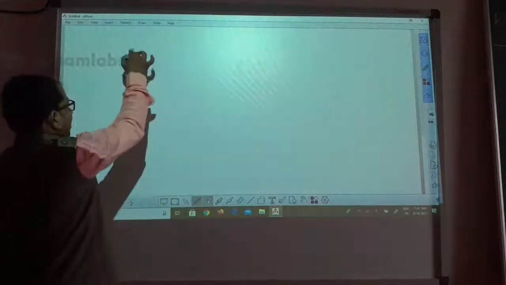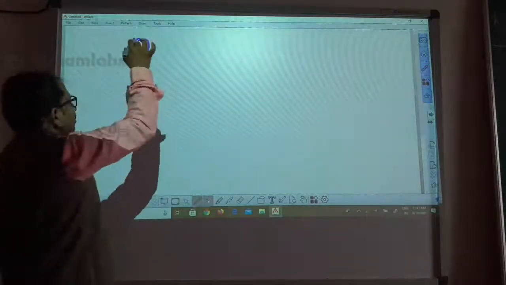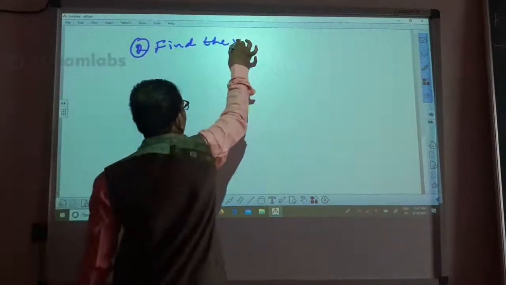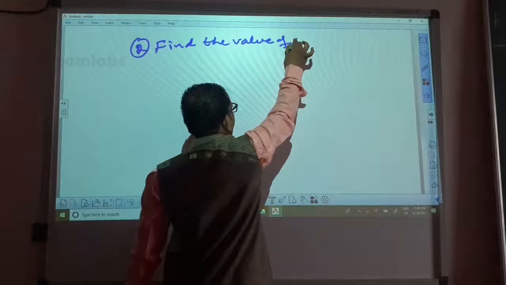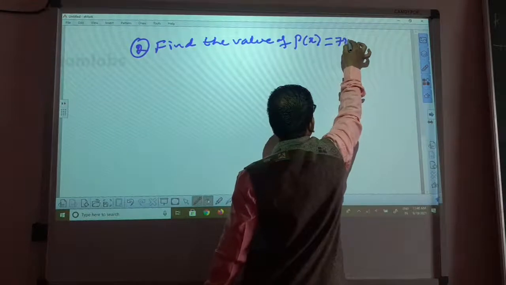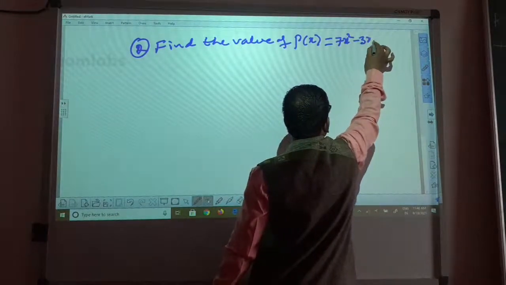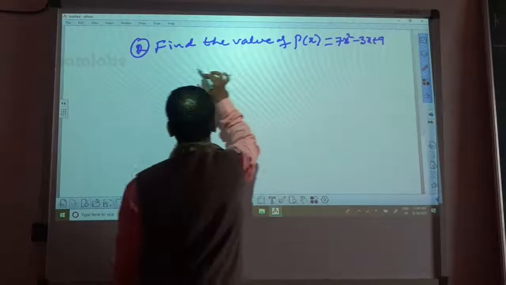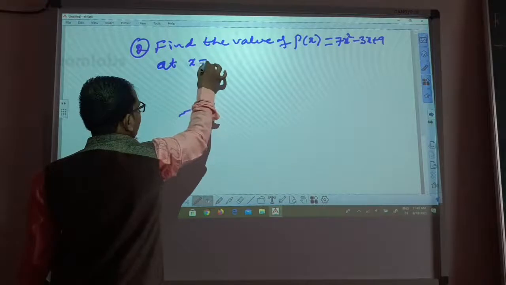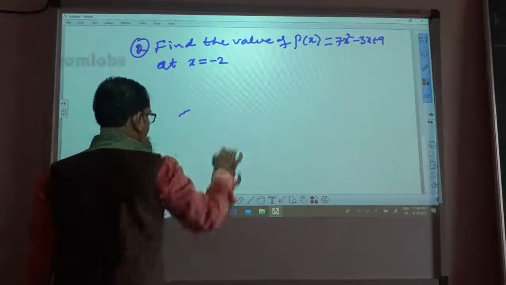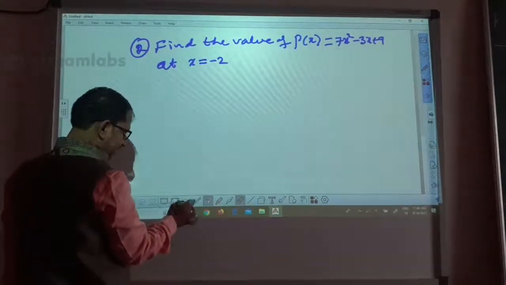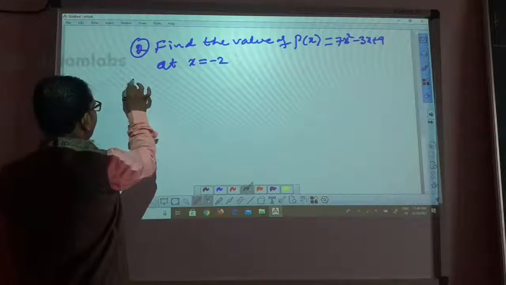One more problem. I will give just the problem here. Just observe. Find the value of the polynomial p of x is equal to 7x square minus 3x plus 9 at x is equal to minus 2. At x is equal to minus 2, right? So we are going to solve the problem now.